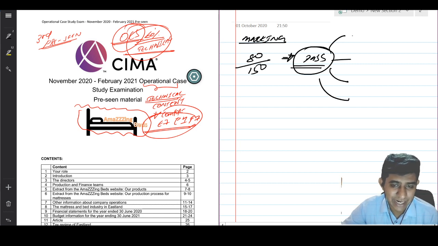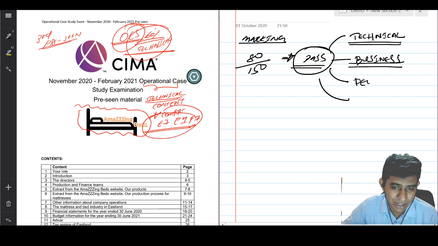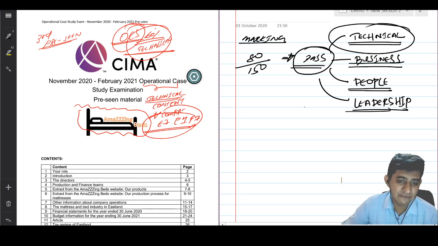So students, when you are writing the answer, please be careful that you are mostly focusing on the technical areas, whatever they are asking in the examination. Then you need to apply it to the business given in the pre-seen material. And if you have time, you can also relate to the people, that means the stakeholders given in the case study, and also the leadership skill, in other words the actions to be taken. But out of these four, I generally say the technical content is the heaviest. Just keep in mind you need to target more than 80 marks in the examination.